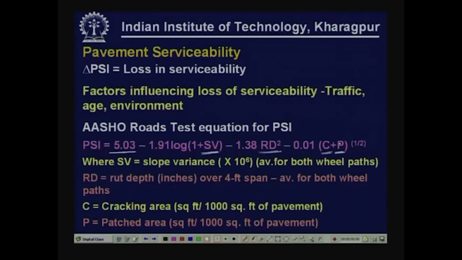Slope variance is defined, I think we can define this subsequently. We have already defined this in the earlier lessons. Slope variance in fact gives us an indication of how the longitudinal slope varies. So, the slope is measured over small lengths.